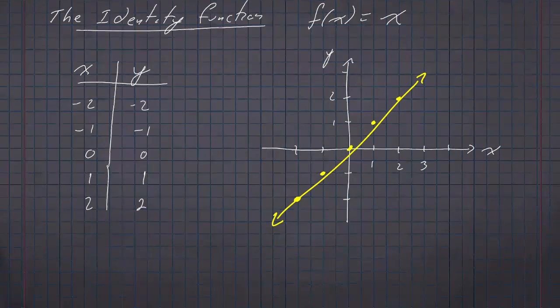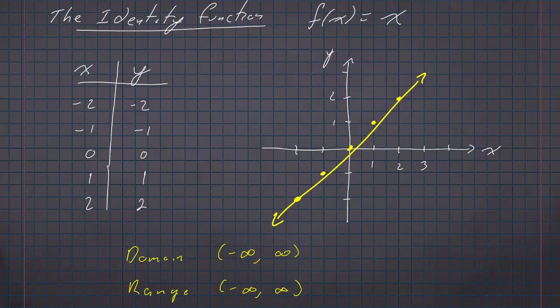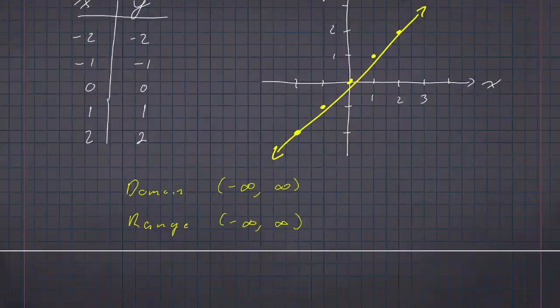Same questions we asked with the unit function, we can ask on the identity function. The domain of this function is from negative infinity to infinity. You can plug any number in and get something out. And the range is also from negative infinity to infinity. No matter what you want to get out, you can just plug exactly that in and get that out. So we're good to go. All right, moving right along.